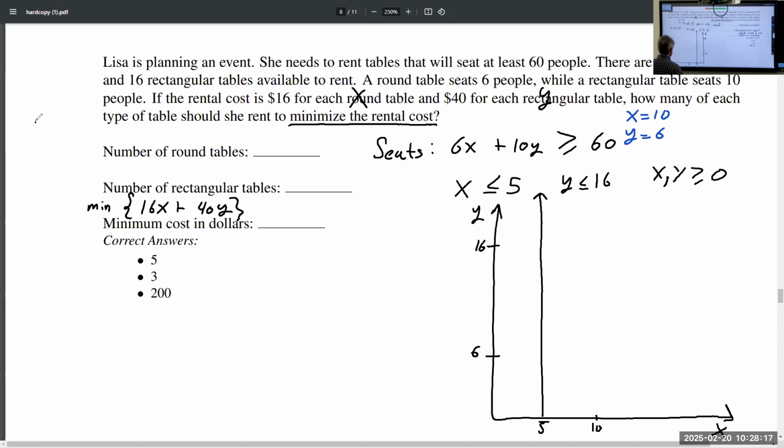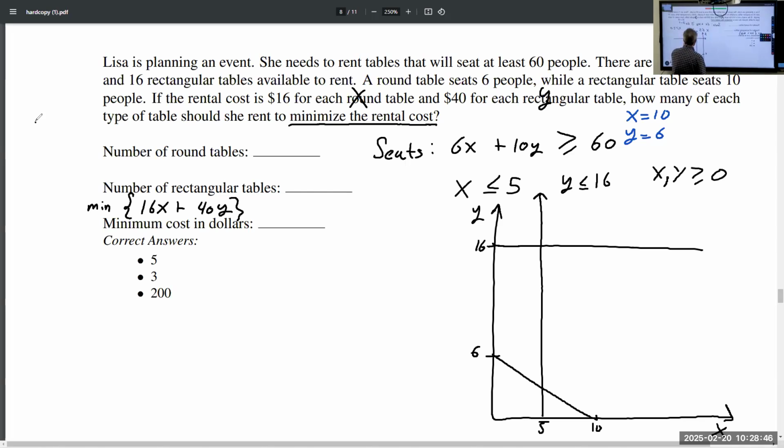So I have 10 and 6. Y equals 16. Now let's check and see where everything is lying. Where are they pointing to?